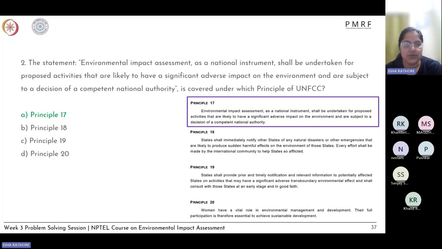It had these different principles which were discussed, and each of these principles has a particular statement and a particular key area in which it is being talked about. So, Principle 17 talked about environmental impact assessment being done. So it says environmental impact assessment as a national instrument shall be undertaken for proposed activities that are likely to have a significant adverse impact on the environment and are subject to a decision of a competent national authority. Okay, so I think this was a slightly detailed question. So let's move on to the next one.